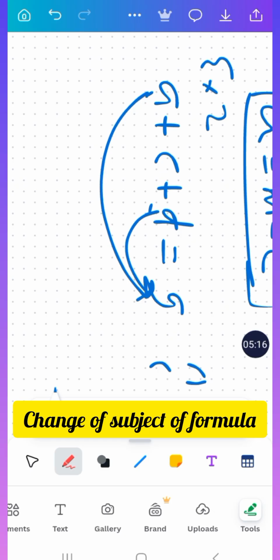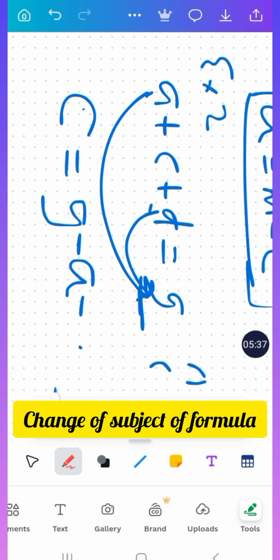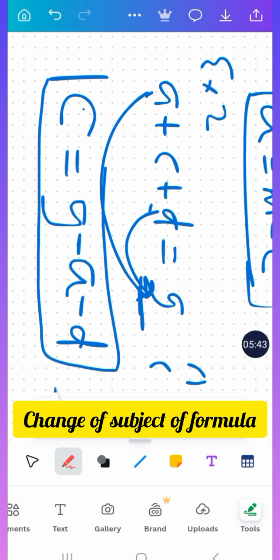The aim of any change of subject of formula is for that thing to be able to stand alone. So our C will now be equal to, what did you meet at home? We met letter G at home. And A and D that are coming, they are coming with a plus sign. A has an invisible plus and D already has a plus sign. So that will now be G minus A minus D. This way, you have made your C stand alone, and you have been successful at making C the subject of the formula. I hope that is clear.